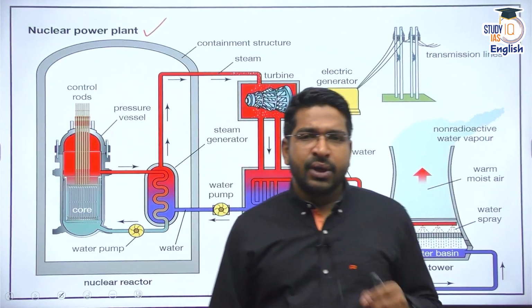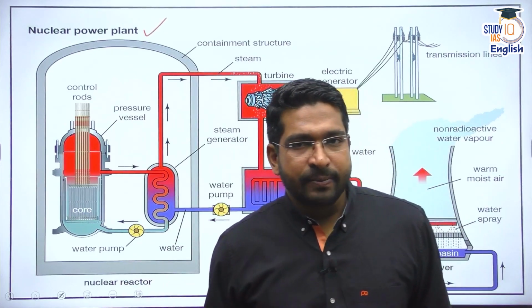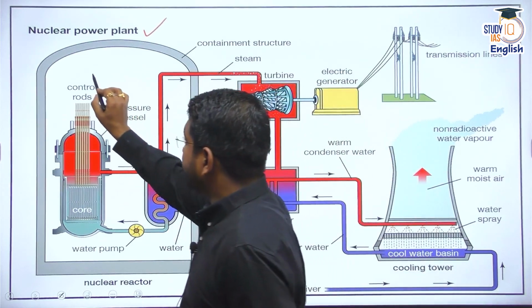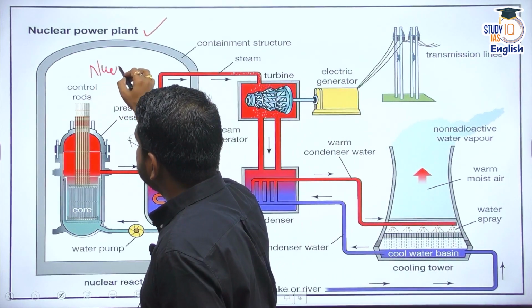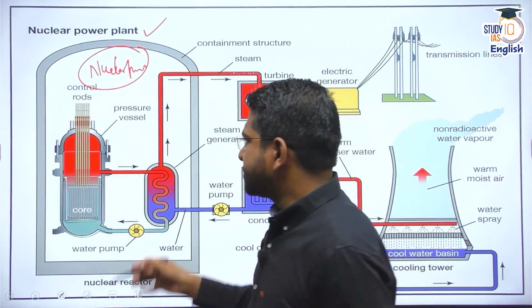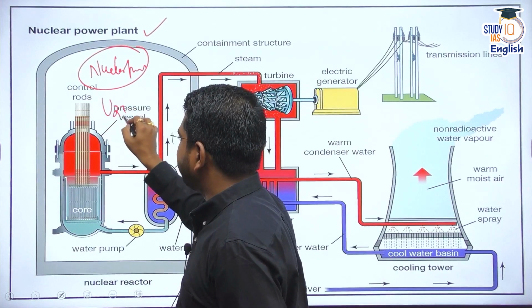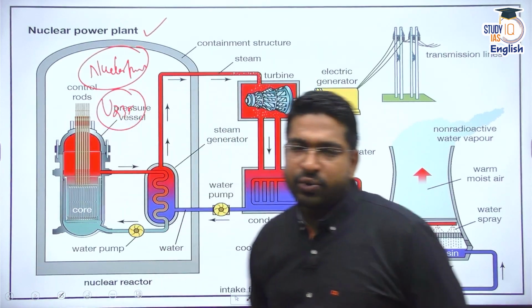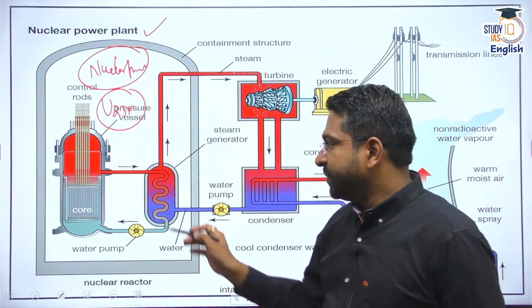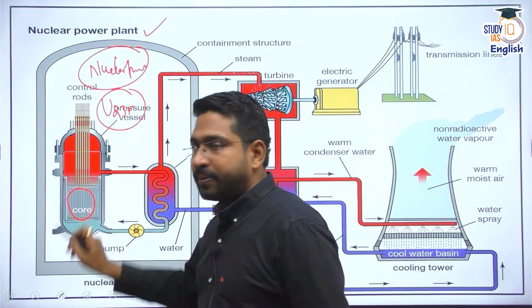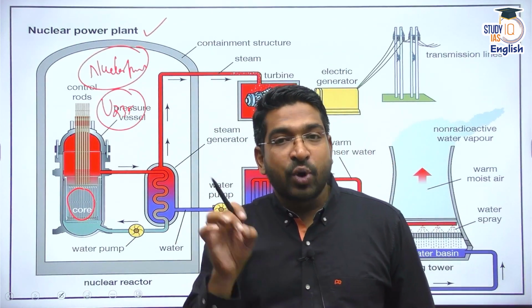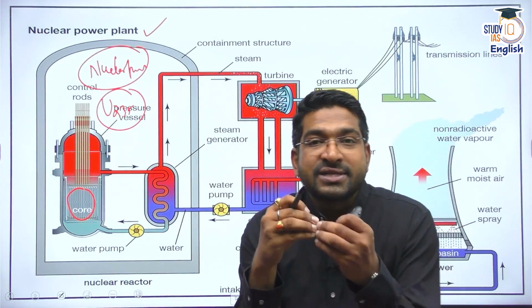Nuclear power plant, instead of using a fossil fuel, uses nuclear fuel. Now, nuclear fuel, as of now, what we use is uranium-235. Now, uranium-235 or uranium oxide is enriched according to the nuclear power plant level, and it is used as a core. And this uranium is bombarded with high energy neutrons. What will happen? Uranium nucleus will break.